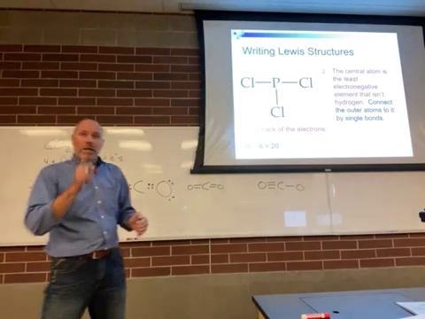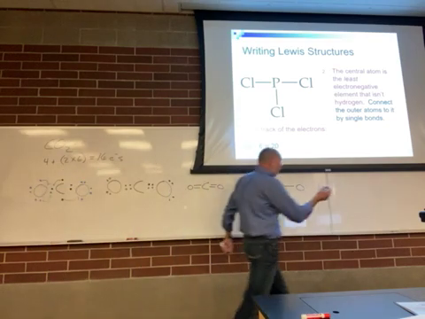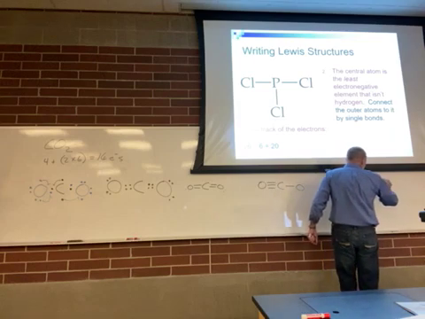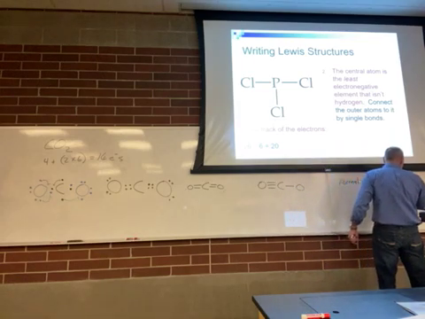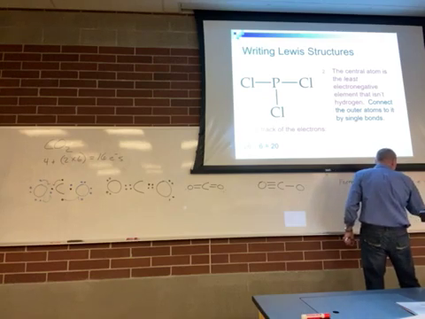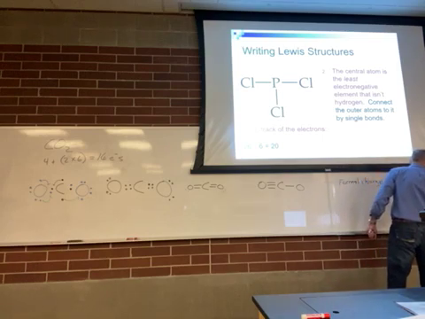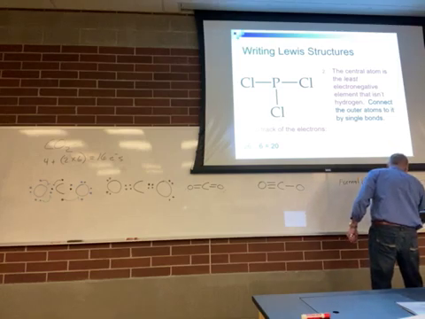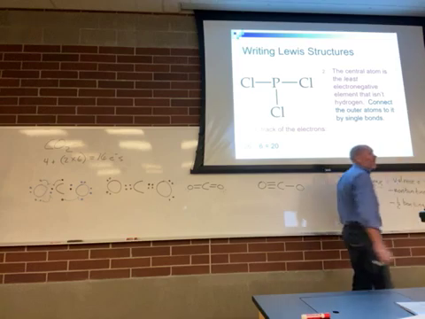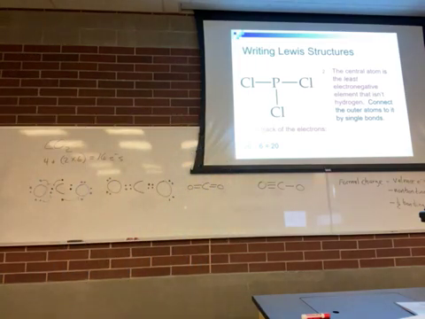You have to be able to calculate the formal charge for each atom. It's very simple. Formal charge equals valence electrons minus non-bonding electrons minus half bonding electrons. And you have to be able to do this, okay? This is one of the really important things for evaluating a good Lewis dot structure.